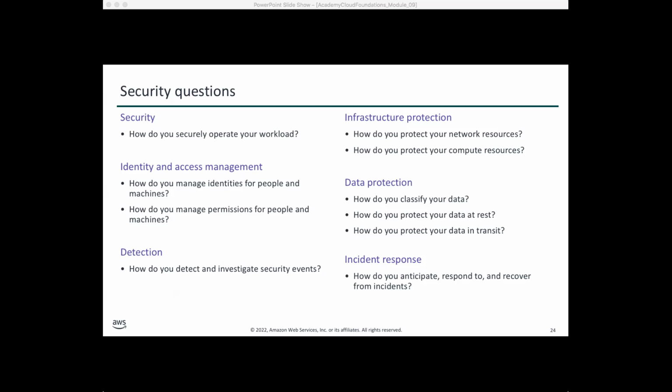Again, incident response. Should anything occur, how do you anticipate, respond to, and recover from incidents?